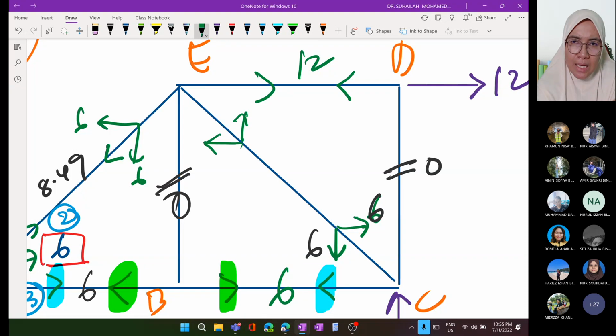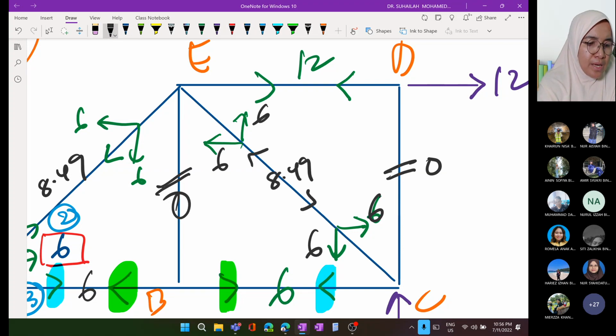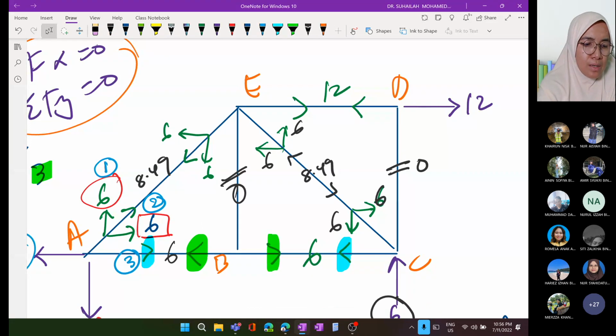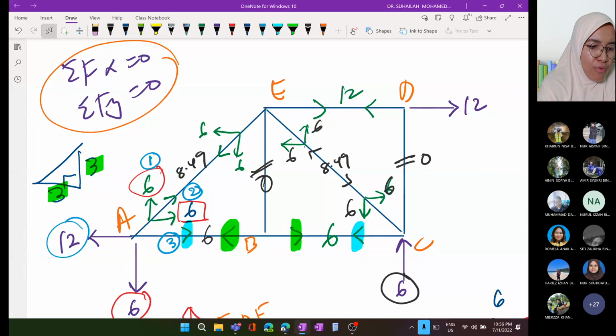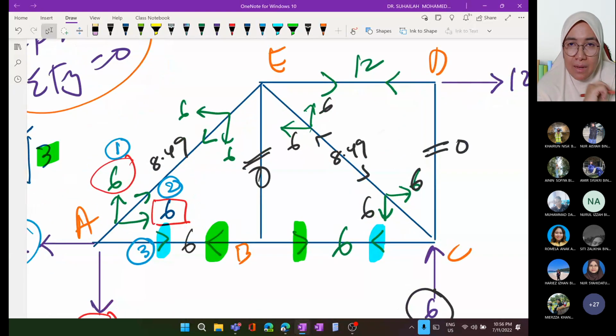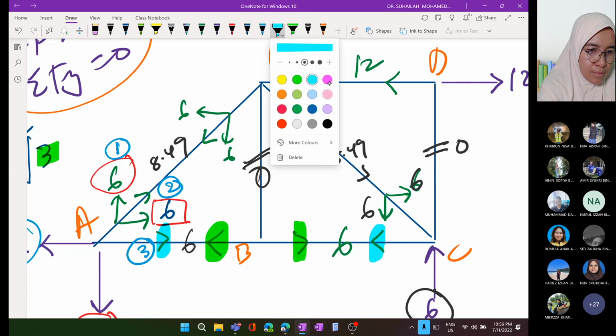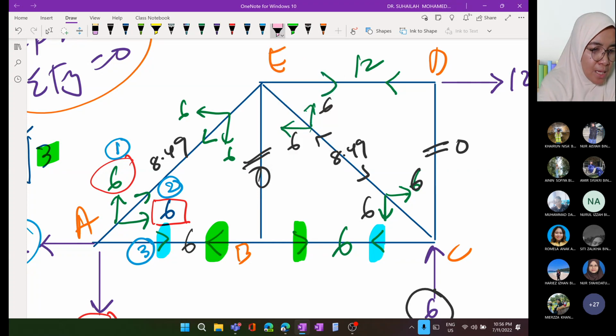Ini simple than pagi tadi. Trust yang ni. Okay, pagi tadi lagi complicated. Okay, this one. 6, 6. So, this is 8.49. Okay, now dah complete. So member force. Dalam ni ada member force. How many? 8 member force. Okay, 7 after we remove redundant. Okay, member force dalam ni. AB is positive 6. BC is positive 6. CD is 0. DE is positive 12.